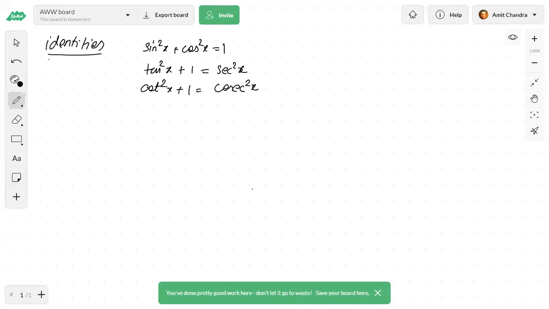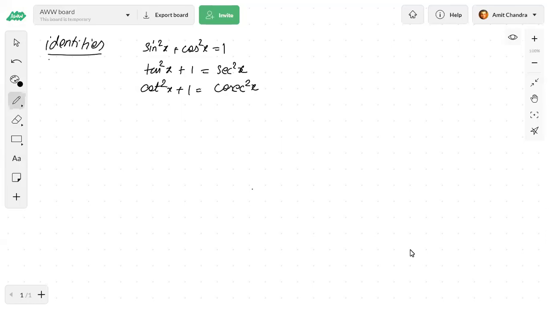Now, what we can do is, we have these identities given in this form. We can also take this tan square x on this side. Suppose we take tan square x to this side, from the second identity we'll get 1 is equal to sec square x minus tan square x.